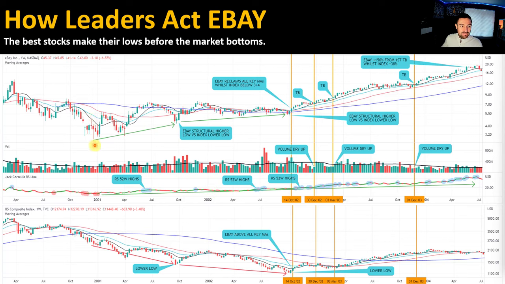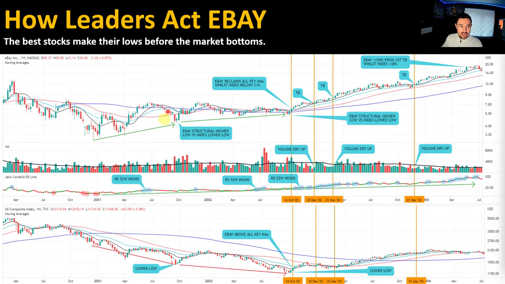So we can see with eBay bottoms here in just before 2001. So in Q4 of 2000, eBay puts its bottom in here, and then it starts building higher lows in the base. But what do you notice the NASDAQ comp does? Well, the NASDAQ composite actually makes a lower low.